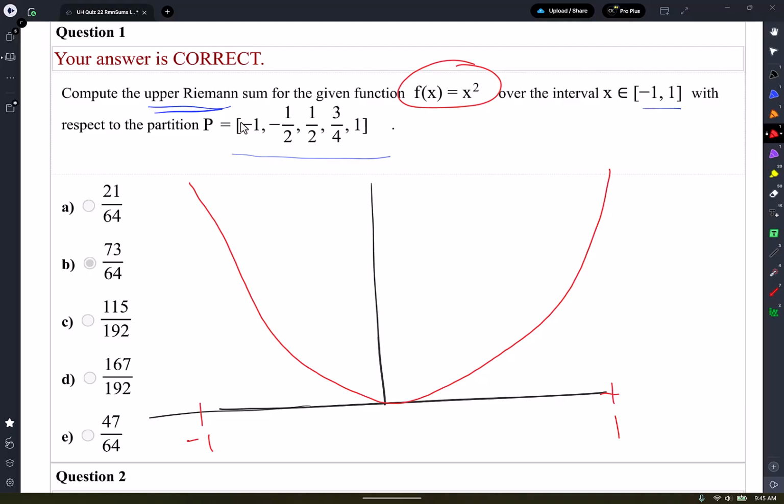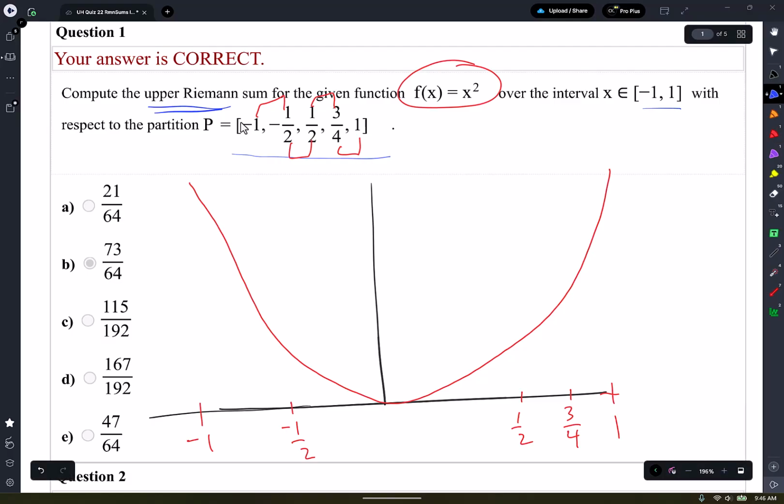Okay. Here is from negative 1 to negative half. So I'm going to say that negative half is like right here. And then from negative half to half, I'm going to say that half is like right here. And then 1/2 to 3/4, that's in the middle between half and 1. So I have 1, 2, 3, 4 rectangles. I think they told us that anyway. Oh, no, they didn't. But there it is. With the partitions, I have 4 rectangles.